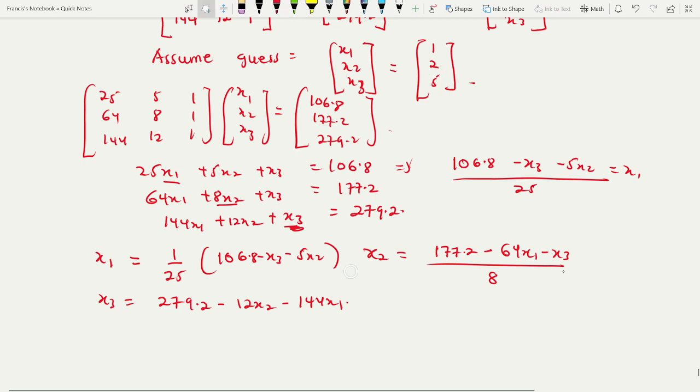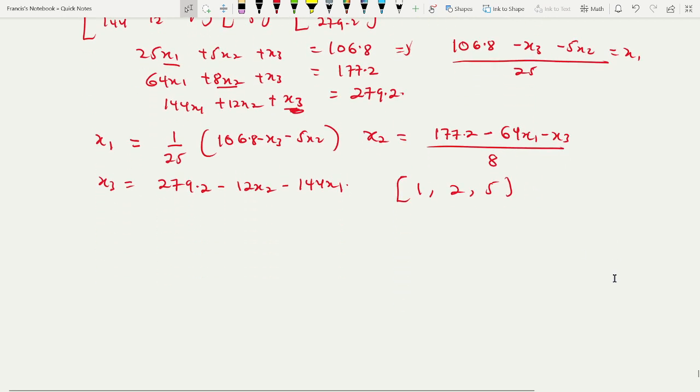I'll just apply my initial guesses, then I'm good to go. So applying the initial guesses, let me write it here. I have 1, comma 2, comma 5, right? So I'll have to get my new x values.